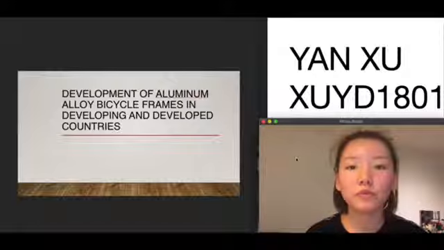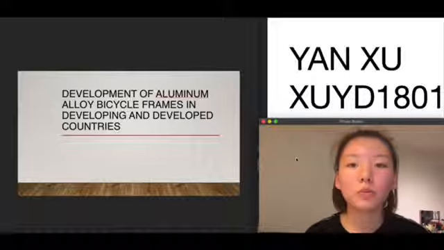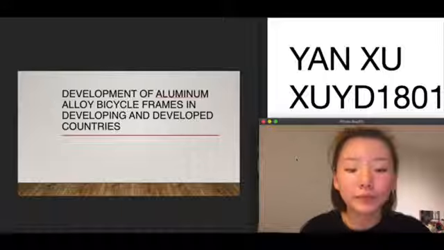Aluminum-alloy bicycle frames are widely used in developing countries and developed countries. Its costs are not high, and its performance is very popular. Thank you for listening.